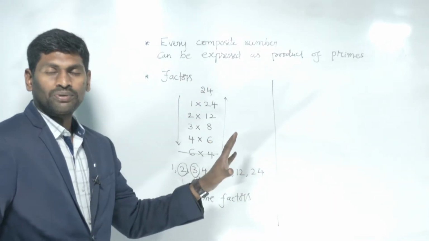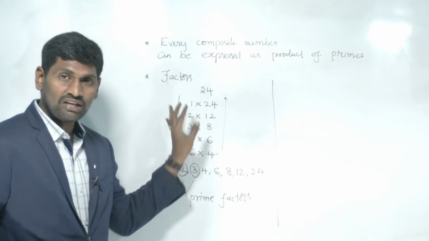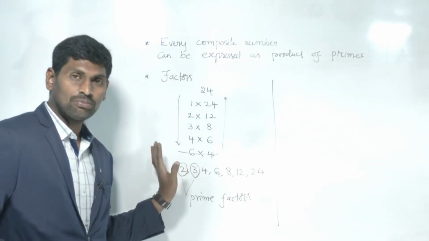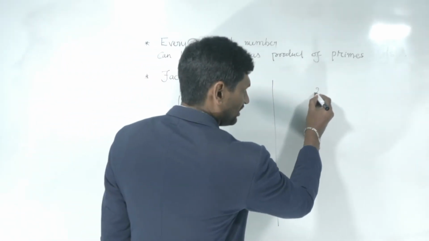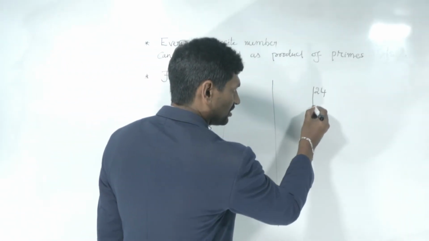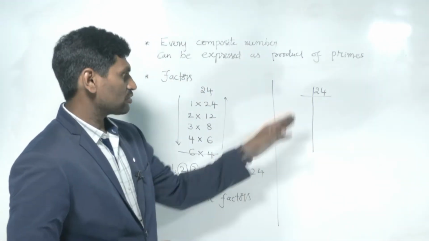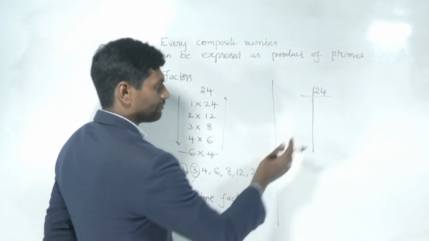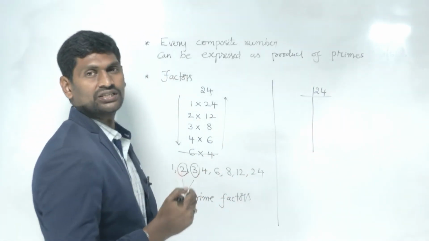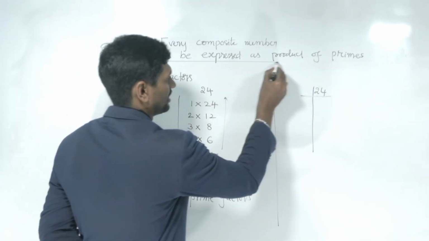Same example I am taking. 24 is a composite number, which has some factors. How many factors? 8 factors. Let us find it. Here we are using the prime factorization method. Prime factorization means we have to use only prime numbers to simplify this. That means a composite number can be expressed as a product of primes.